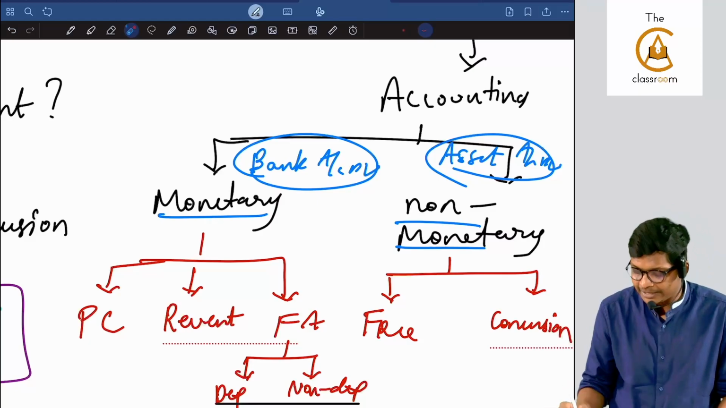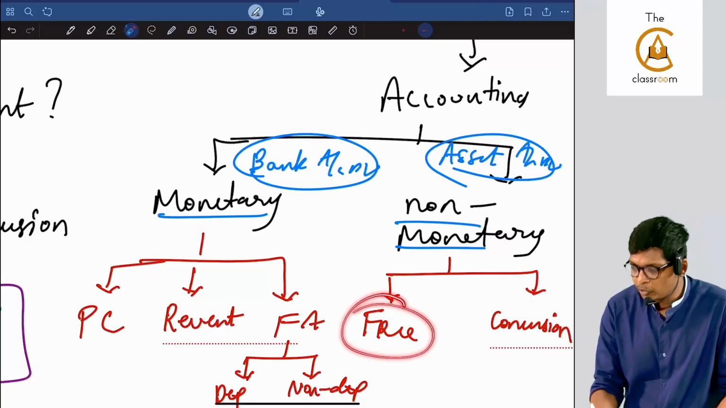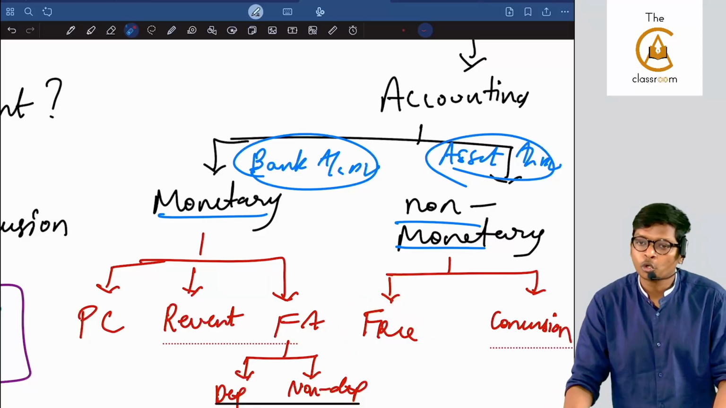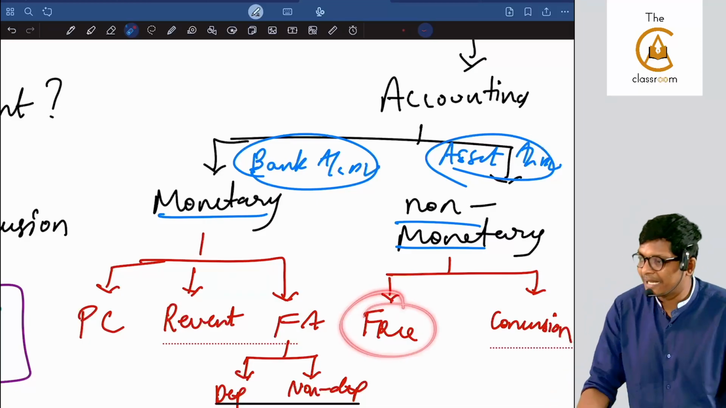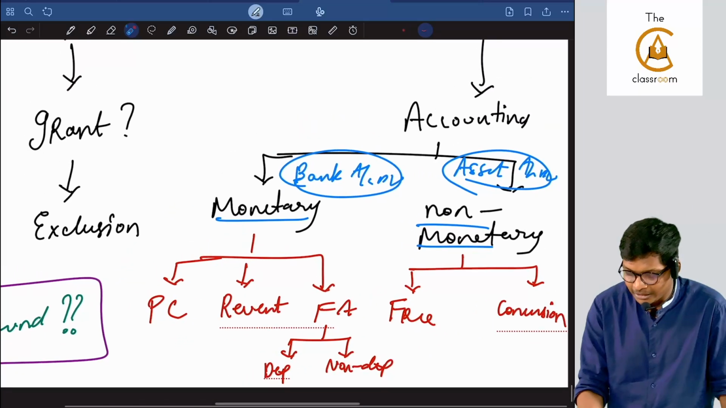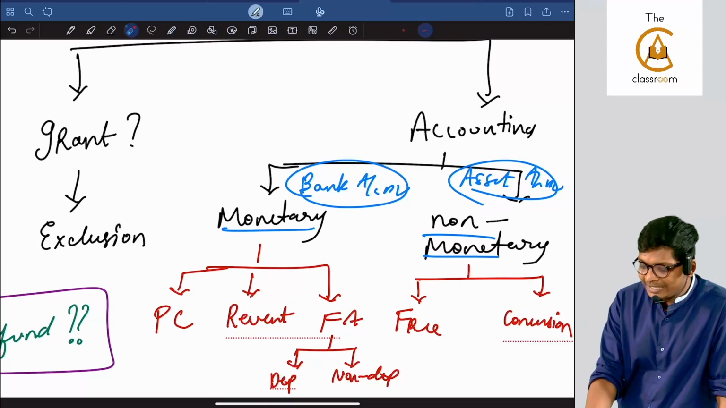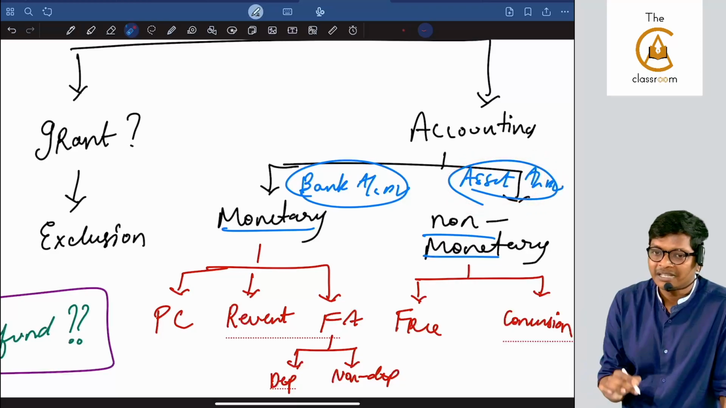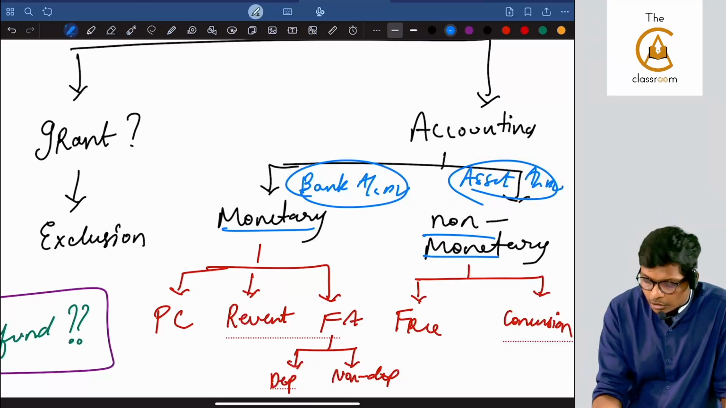So now let's say somebody says, with a laptop I want to build a mobile app, I want to code. For that, the government is giving a free laptop. Come back to the subject, guys. So, free laptop. What entry do I have to pass? Debit is what? Asset. I only have to see the credit. What is going to be the credit?